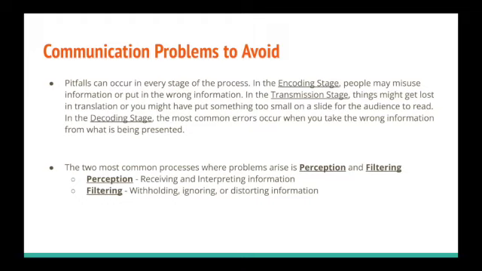In the decoding stage, the most common errors occur when you take the wrong information from what is being presented. The two most common processes where problems arise are perception and filtering. Perception, which is receiving and interpreting information, and filtering, which is withholding, ignoring, or distorting information.